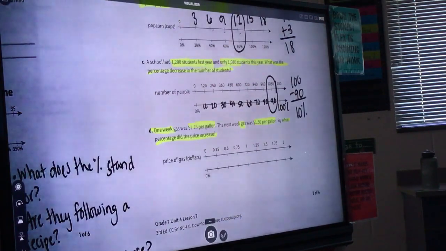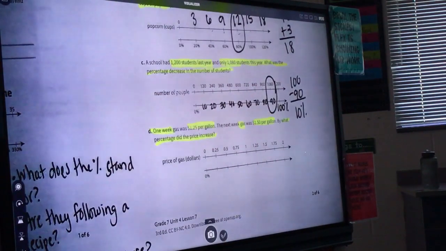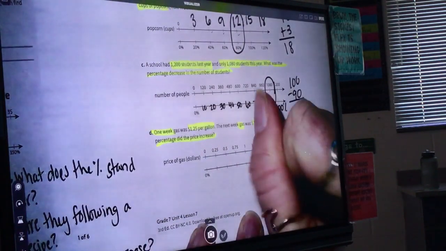Easton? 1. No. Why is 1 not 100%? Do you know why? What was your week 1 value? Our week 1, it was 125. At 125 per gallon. No, it was $1.25 per gallon. Okay, so that is your 100%.